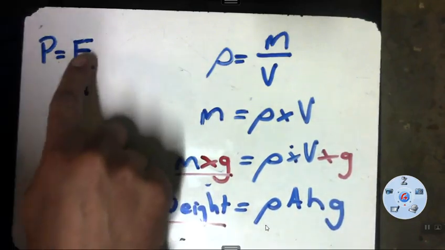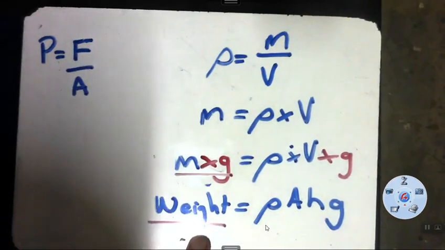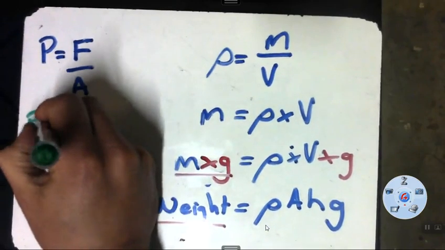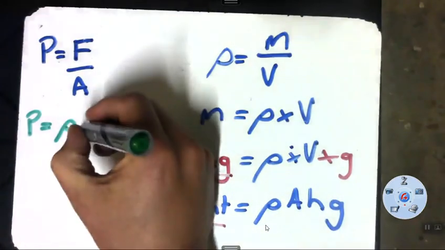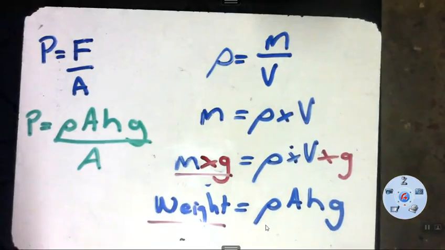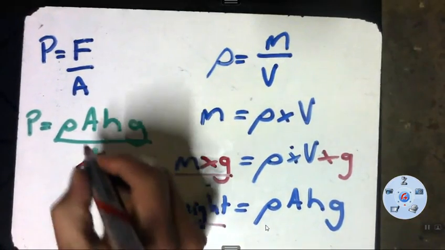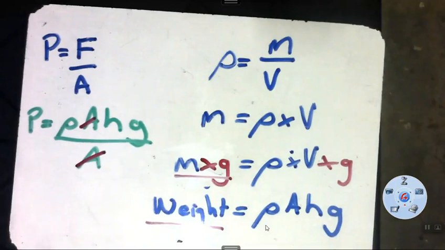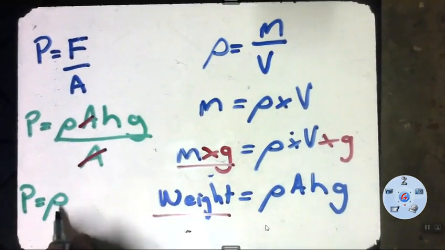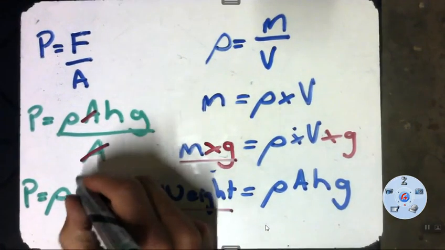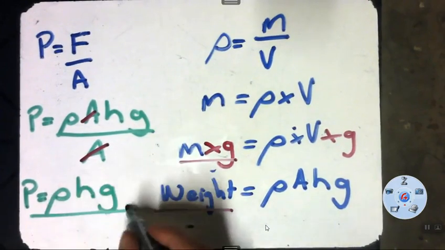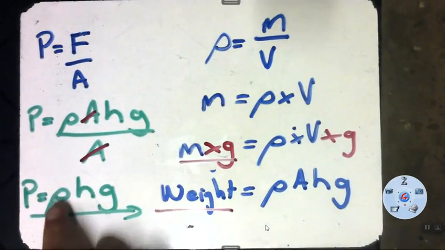So if the force is weight, which we said in the water, that comes down to the fact that pressure is density, area, height, gravity over area, and your mathematics will tell you that the area cancels. So pressure in a liquid depends on the density, the height, and the gravitational acceleration. This is how we can calculate the pressure at any given depth.